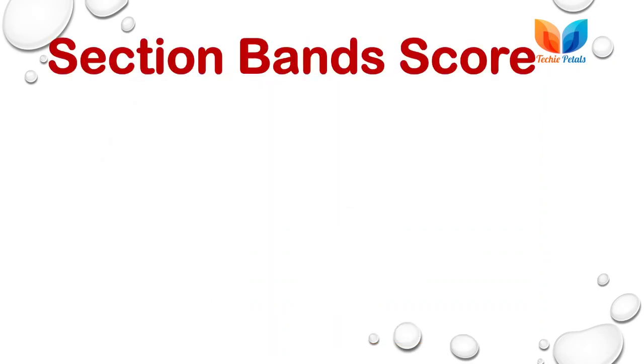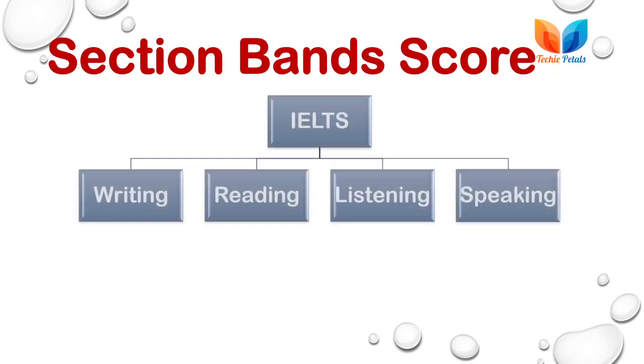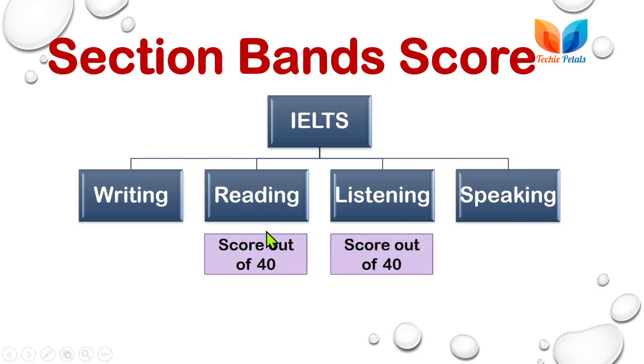Now, how are the bands divided for different sections, for different components? Let's look into it. The IELTS test comprises 4 test components: writing, reading, listening and speaking. For reading and listening, both tests are of 40 marks, where you have to answer 40 questions, and you get 1 mark for every correct answer and 0 marks for every incorrect answer.